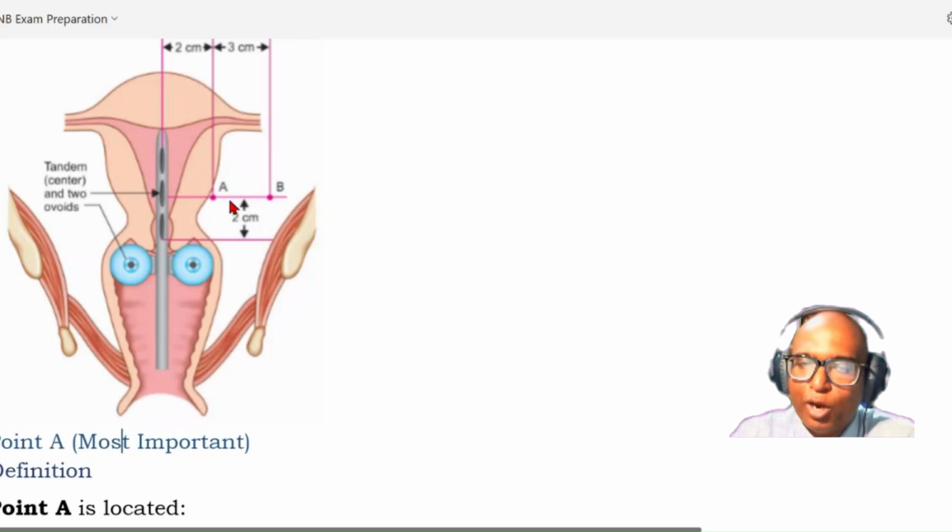Okay, so when we discuss radiotherapy for carcinoma cervix, there are certain points which you should know, that is point A and point B. These are also viva questions. Okay, what is the location of point B, what is the location of point A, and which is the reference point for prescription of the radiation? Okay, which point should receive the maximum dose? So these are a few questions which you should know, and the concept of point A and point B.